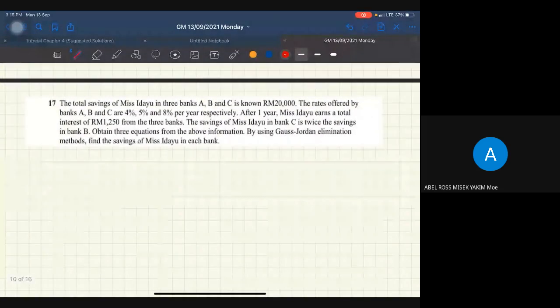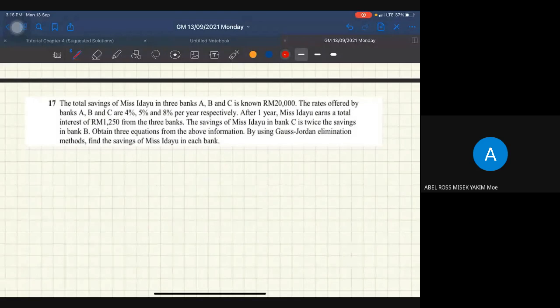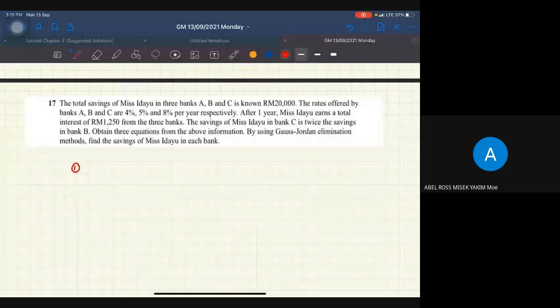Okay, so awak kena baca soalan ni betul-betul and then extract information from this long information sentence kat sini. So first step yang kita kena buat in order for us to use either Gauss-Jordan ataupun inverse matrix untuk cari nilai unknown is awak kena ada 3 equation. So you need to have 3 equations. This is the first thing. Okay, so yang kita cari 3 equations daripada ayat ni.